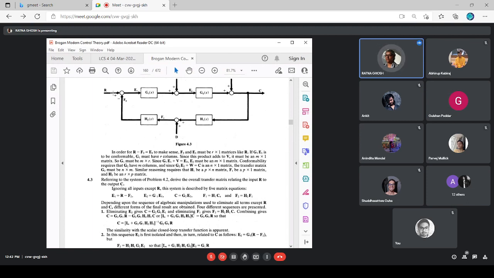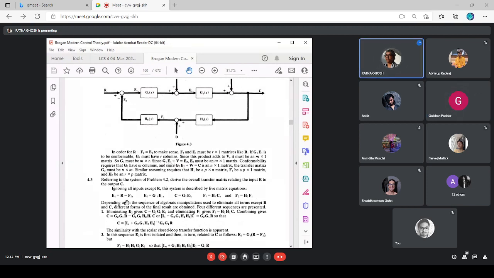Very simple, as you did it for the single loop. See, R minus F2 is equal to E1. Then further on, G1 E1 plus V is equal to E2. G2 E2 plus W is equal to C. Right? So those basic relations are still valid. Just keep on substituting one into the other systematically, keeping their locations right. Because it's multivariable, G1 E1 is not the same as E1 G1.